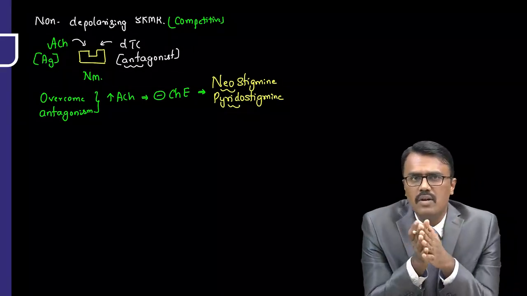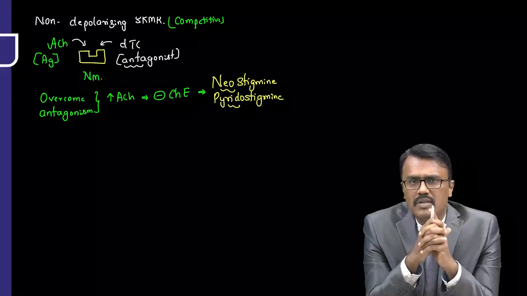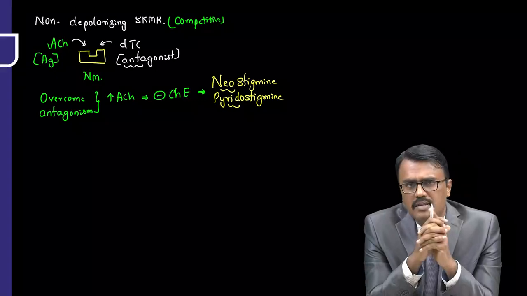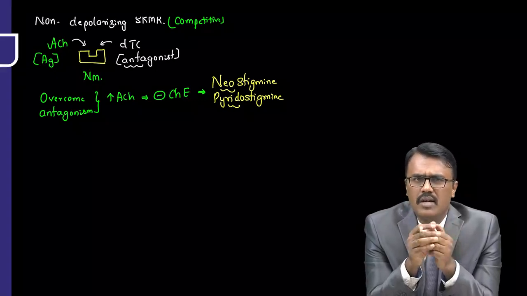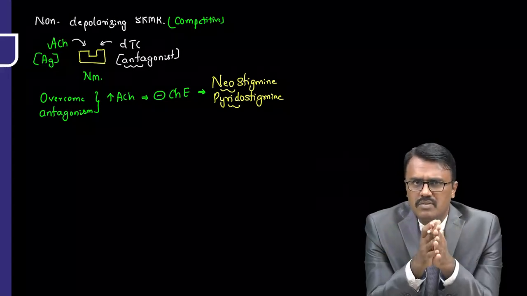But in the case of succinylcholine, these are not successful. Why? I told you, because it is a depolarizing skeletal muscle relaxant, and succinylcholine is very short acting, so it is going to vanish within 5 minutes. So there is no need for any reversal agent for that.